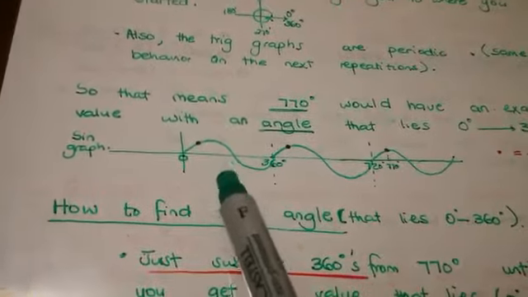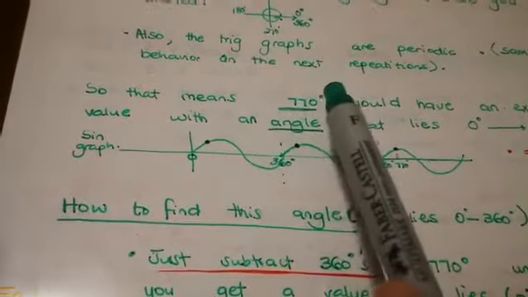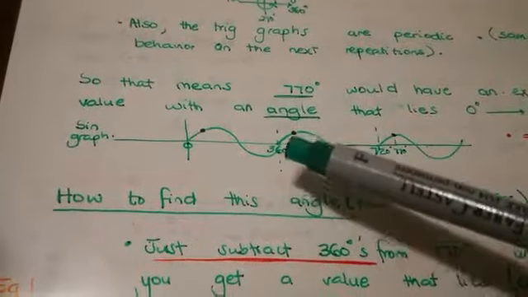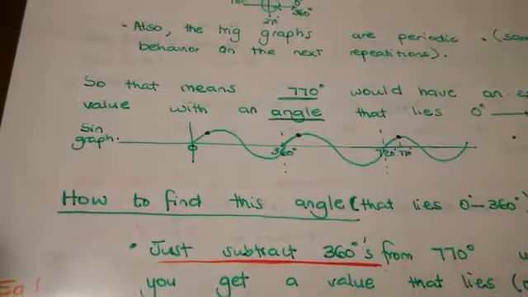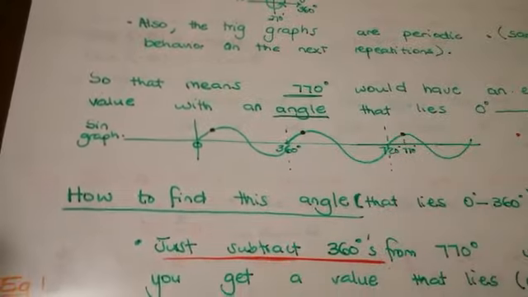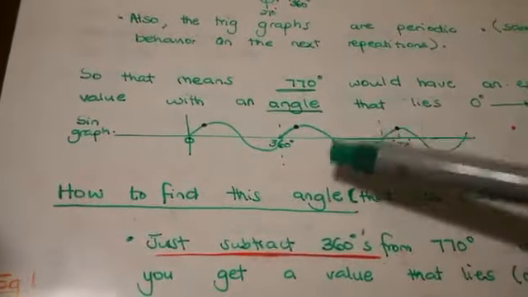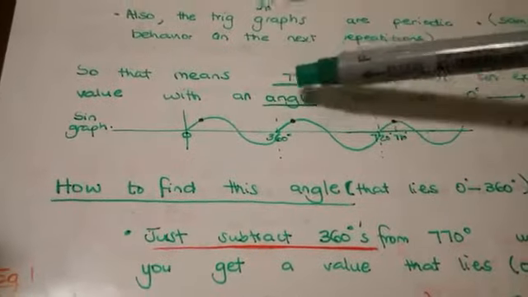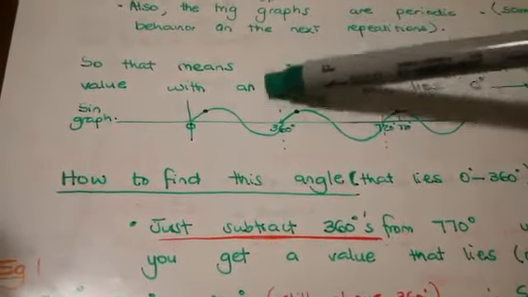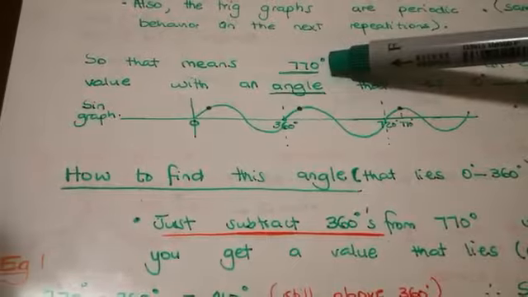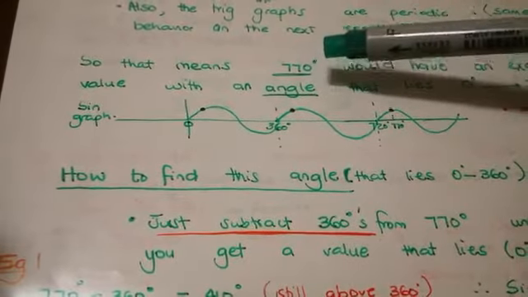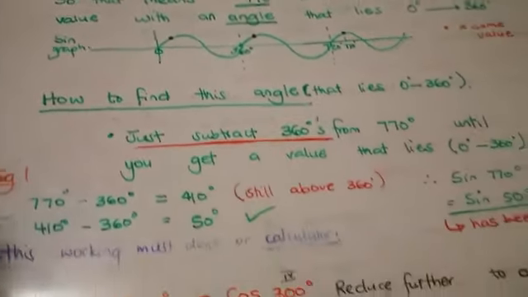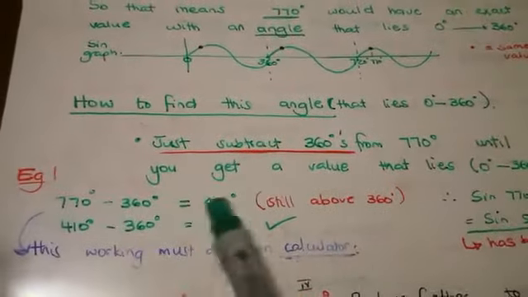So how do I find this value if I have 720? As you can see, the 360s that follow after 360 are just repetitions of what is happening between 0 and 360. So we can just subtract any unwanted 360s until we get a value that lies between 0 and 360.